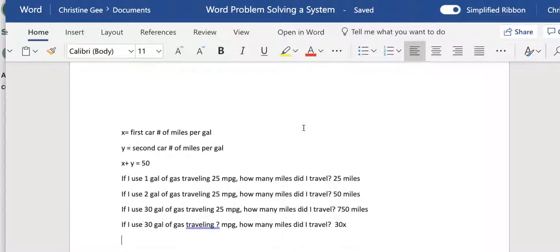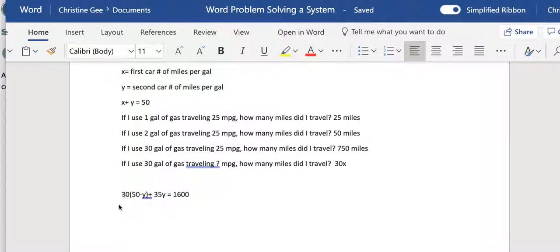My scroll is not working, so when I add 30 gallons used times the miles per gallon on the first car, plus the 35 gallons used times the MPGs on the second car, that is going to equal the total of 1,600 miles. So I hope this makes sense.